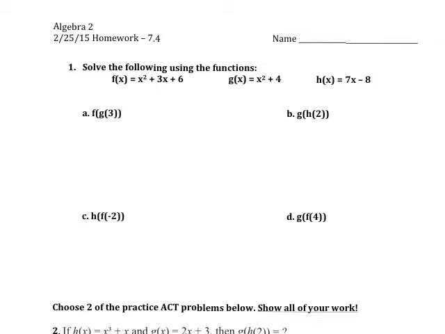Alright, number one, we have a bunch of functions, and the problems are asking us to do what we call composition. So the idea here is we look in the innermost part, and so that's this g of 3. So we need to go to the g function, and we need to find g of 3. That means we need to do 3 squared plus 4. Remember, the idea there is I'm taking this 3 and I'm plugging it into there.